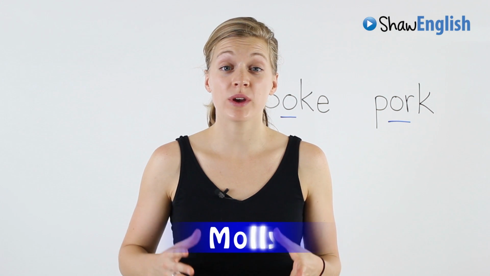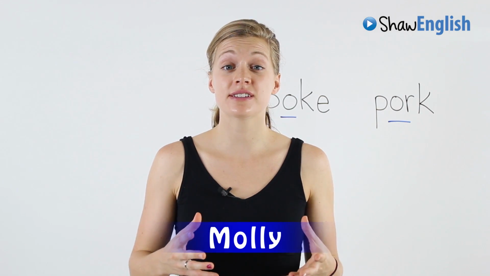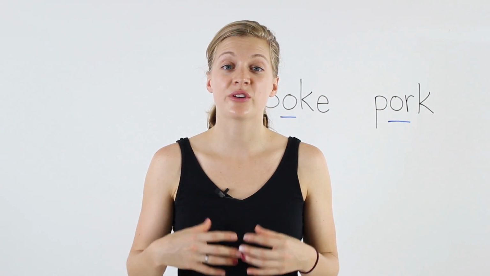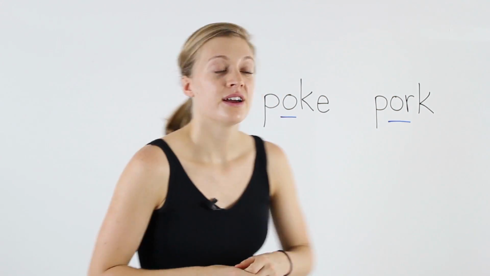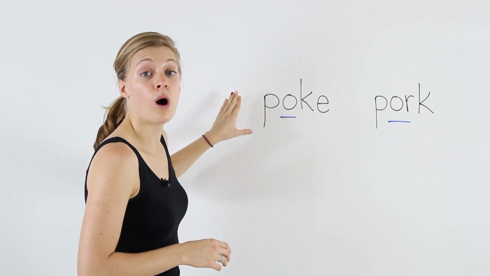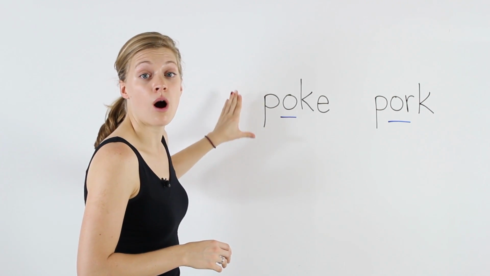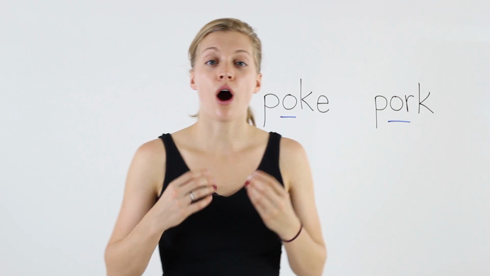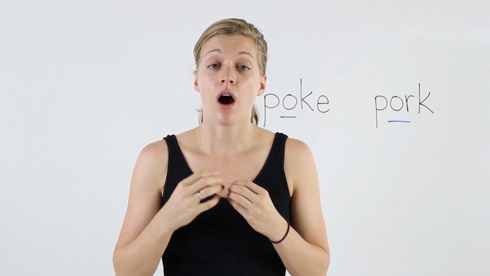In this video, we are going to learn about the differences in pronunciation between the sound O and OR. Let's look at our first word. We have the word poke. Poke. Now that O sound, you can see that my mouth starts big and gets smaller. O.